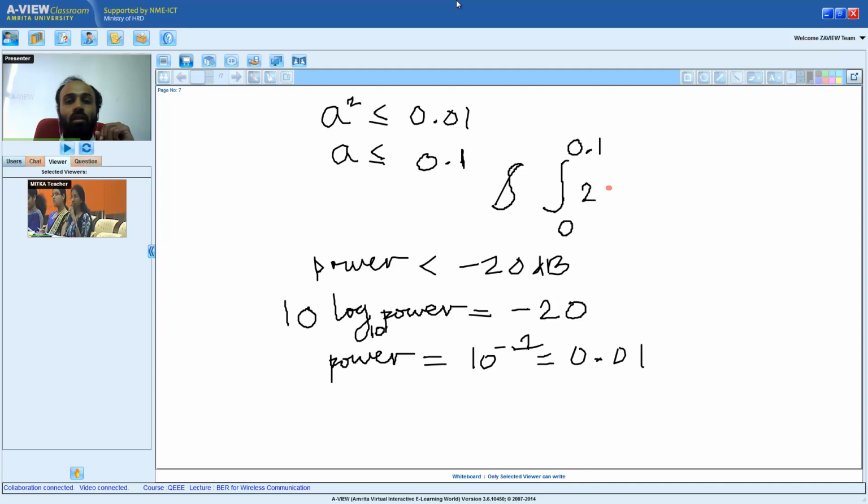2a e raised to minus a square dA. Thank you. Very good. So why are you doing this? Can you explain briefly why we have to do this? Why are you integrating? Can you just explain the reason behind this? To find the probability. To find the probability, you are integrating the probability density function 2a e to the power of minus a square. Now can you complete it? What is the answer to this integral? Can you evaluate it? 2a e to the power of minus a square is easy to evaluate the integral, right?